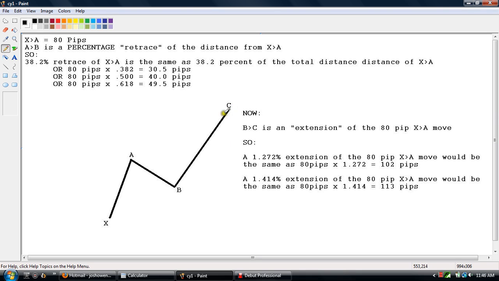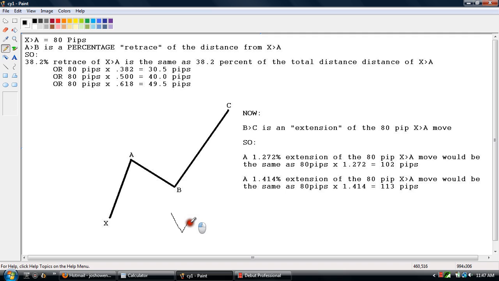Before you even worry about the C to D, you need to start by understanding the X to A to B, and the B to C, and how all those relate to each other. So I'm pretty sure you know that the X to A is your impulse leg. And the diagram that I have drawn out here is a bullish setup, and you'll know that because the C is higher than the X. And for that matter, the A and the B are higher than the X. If this was a bearish setup, so a sell setup, it would look just the opposite.